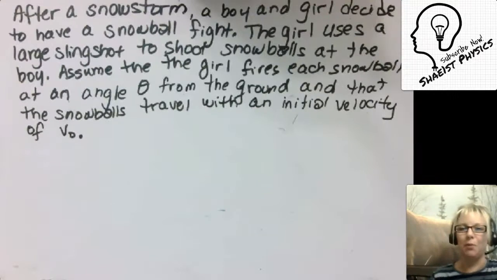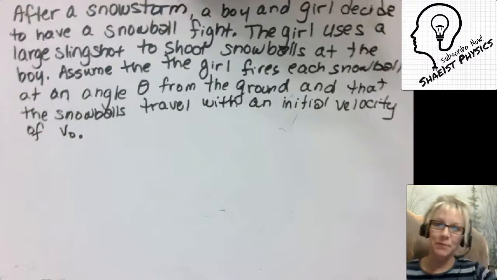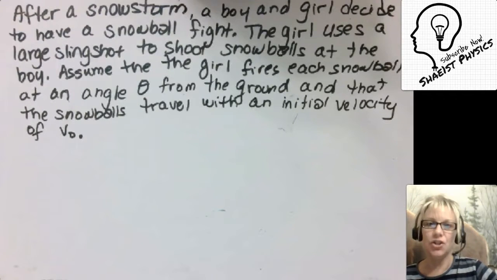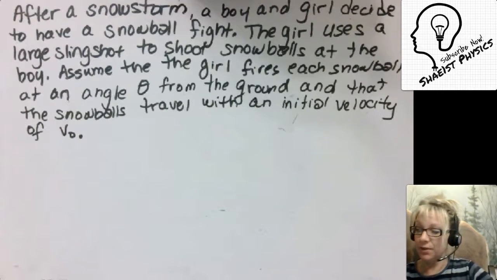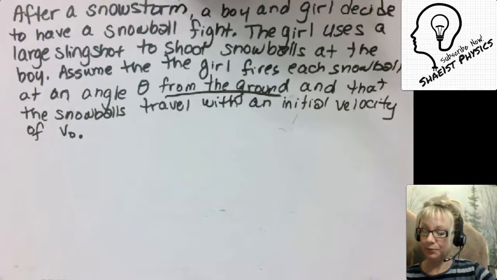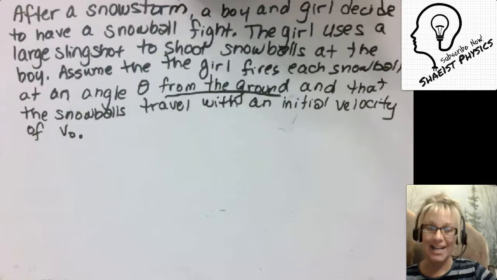All right, so here's our problem. After a snowstorm, a boy and girl decide to have a snowball fight. The girl uses a large slingshot to shoot snowballs at the boy. Now assume that the girl fires each snowball at an angle from the ground, and the snowballs travel with an initial velocity of v0.